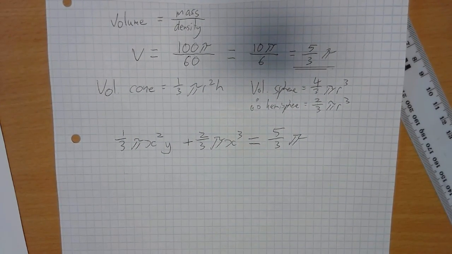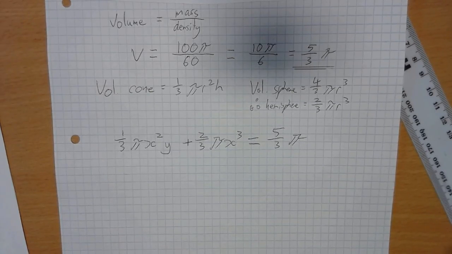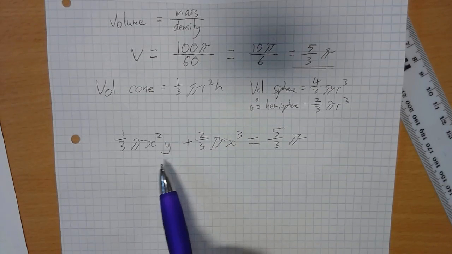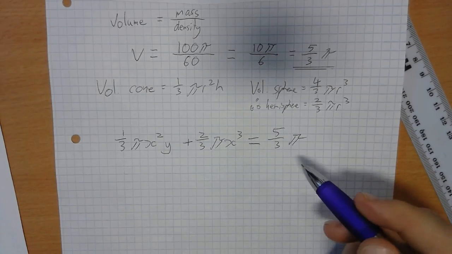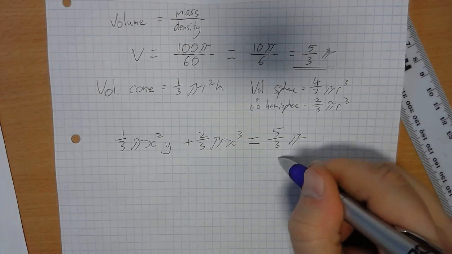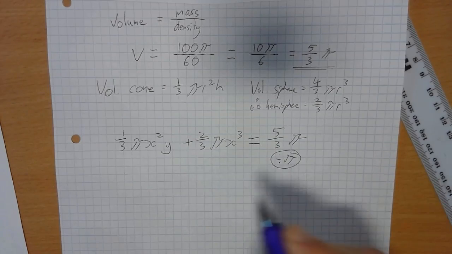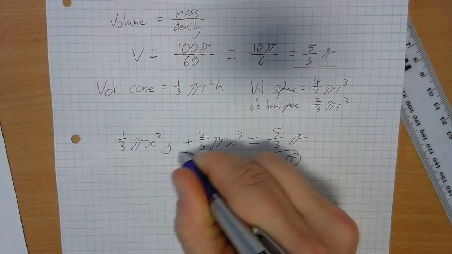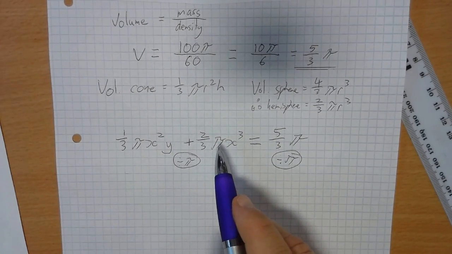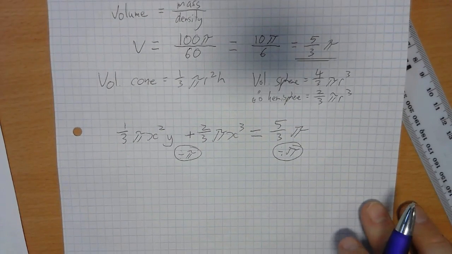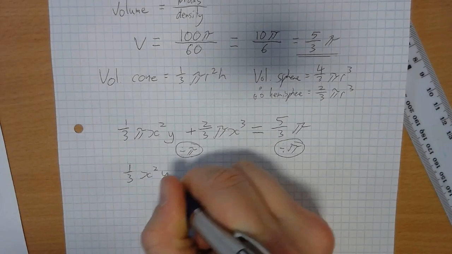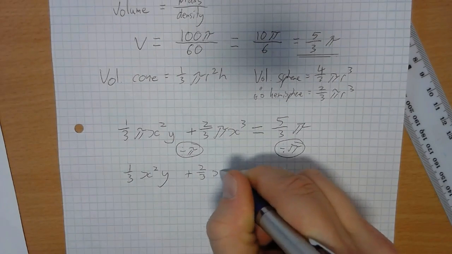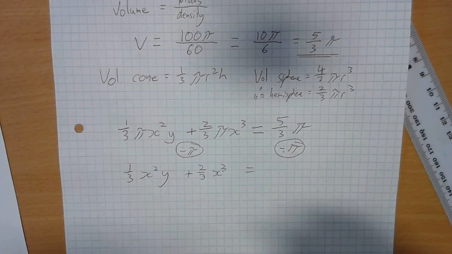Now the thing is that when you get to grade 8, grade 9, it's all about how good you are at manipulating algebra. And in this case, I've got to get y on its own, and everything to do with x on the other side. So the first thing I can do is I can just remove pi. If I divide by pi here, and I divide all of this side by pi, then each term here is divided by pi. So I can get rid of all of the pi parts completely. So I've got 1/3 x squared y plus 2/3 x cubed equals 5/3.